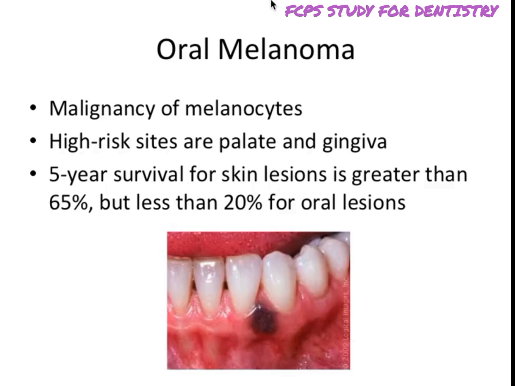Oral melanoma is a malignancy involving melanocytes, hence why it has the name. The high-risk sites for intraoral sites are the palate and the gingiva, so those are important to remember for oral melanoma. In the picture here, I have it on gingiva, and this would be an example of an oral melanoma. Usually has this pretty dark, purplish, blackish appearance.